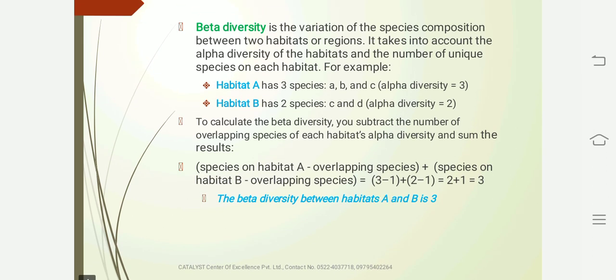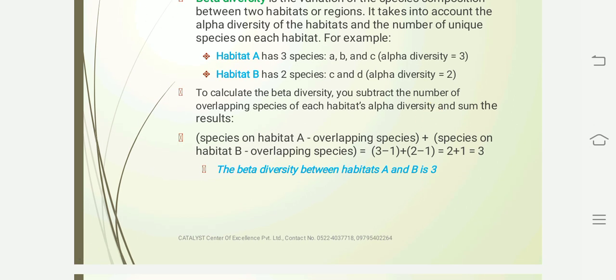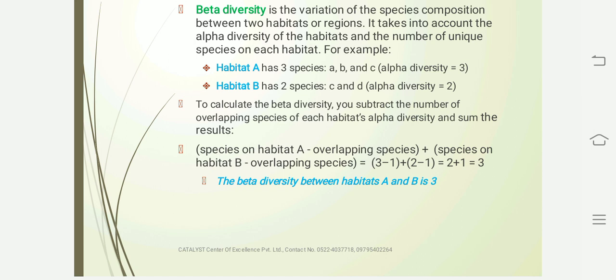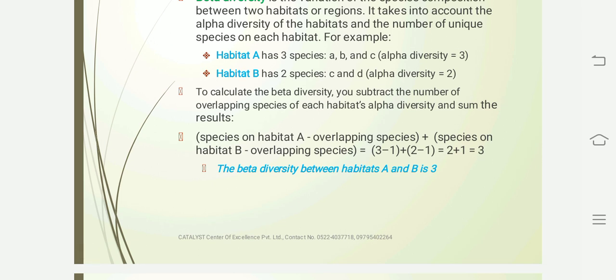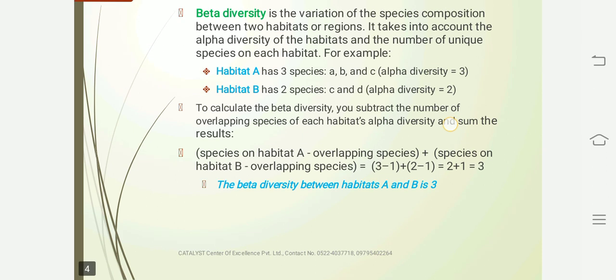To calculate the beta diversity, you subtract the number of overlapping species from each habitat's alpha diversity and sum the results. So the formula is species on habitat A minus the overlapping species, plus species on habitat B minus the overlapping species. Putting in the values, it will be species on habitat A, which is 3, minus the overlapping species. Overlapping species are the ones present in both habitats, A as well as B.